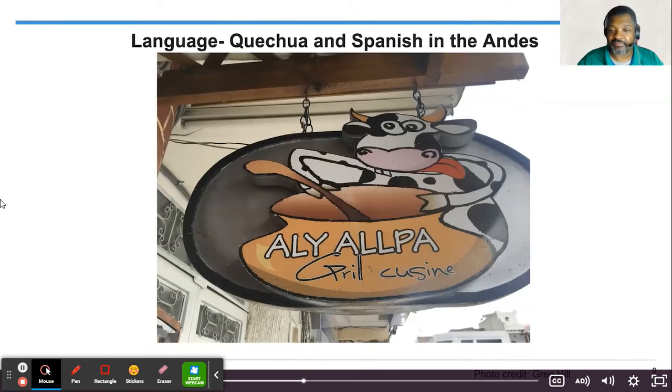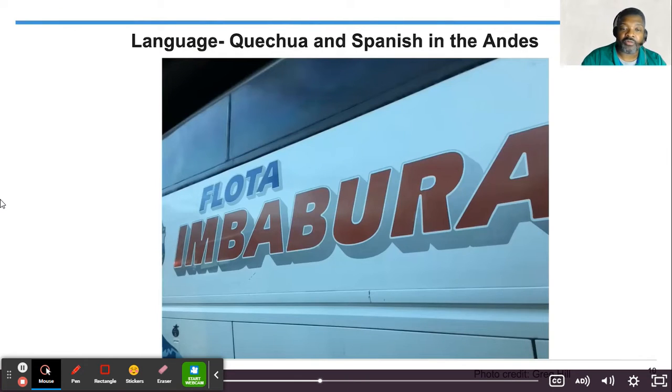You can also see it in the names of businesses. Here you see a Quechua name for this restaurant, Ali Alba, which if you're ever in Otavalo, Ecuador, I suggest you go there. They have some of the best steaks in Otavalo. Imbabura is a local volcano. It is also the name of the province which houses the city of Otavalo. Imbabura is a volcano that also has significant spiritual importance for the Otavalan people.